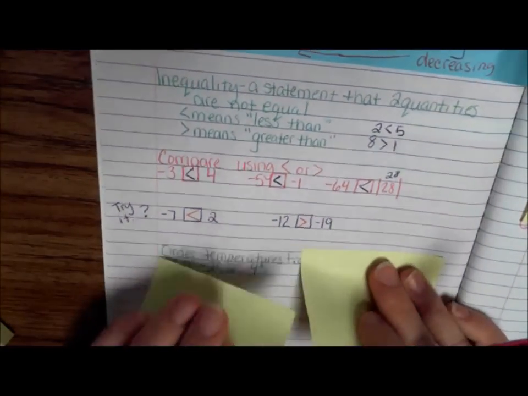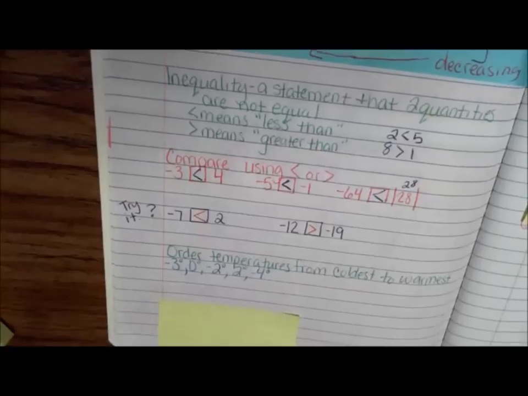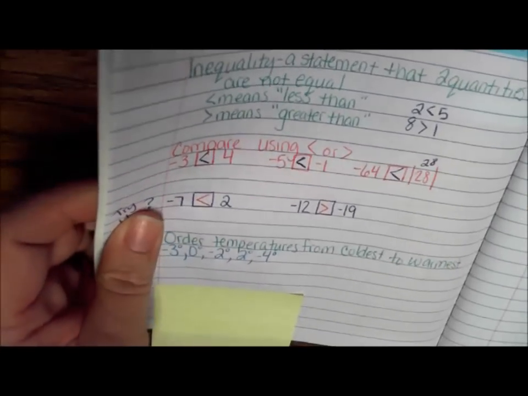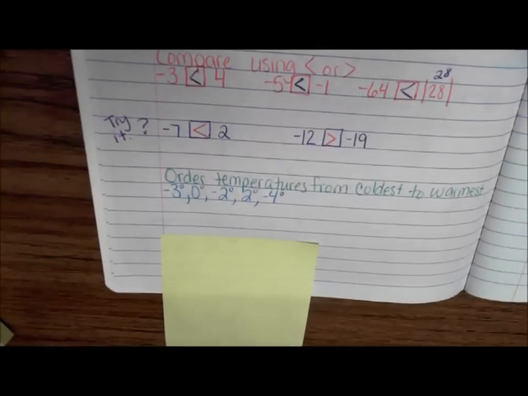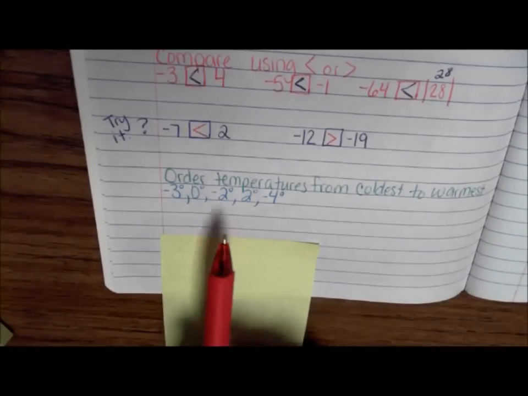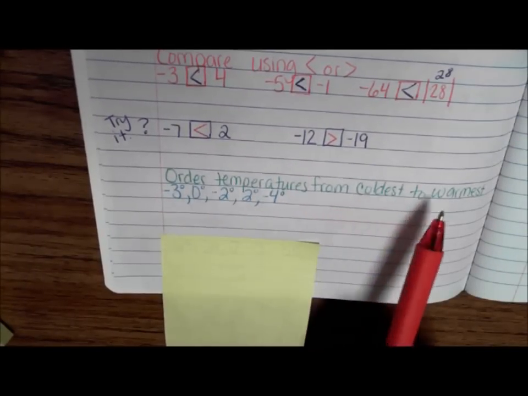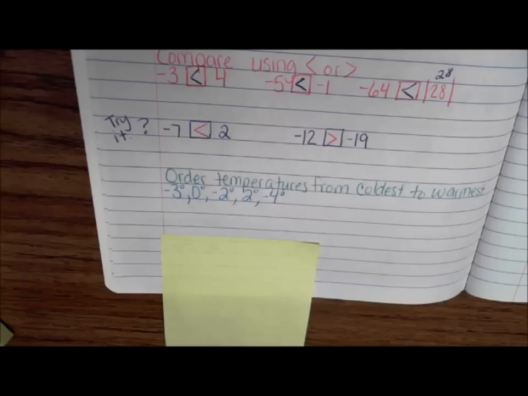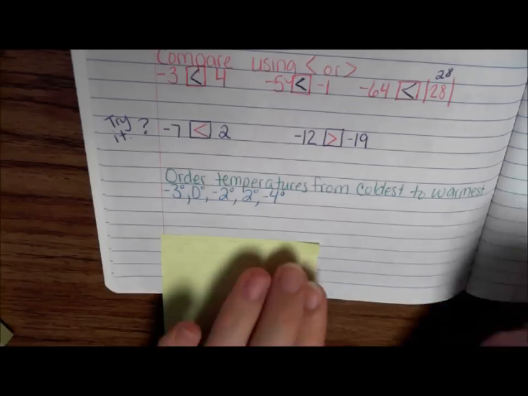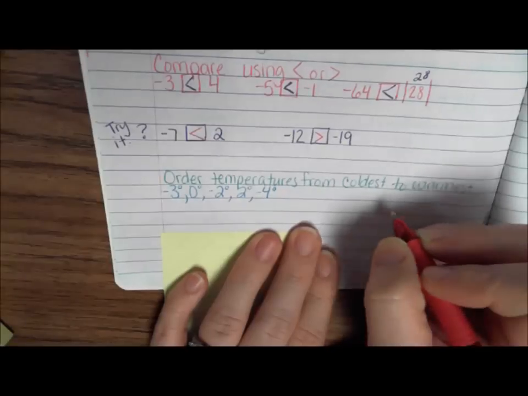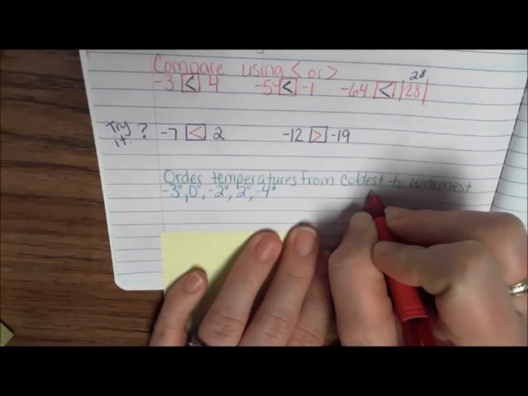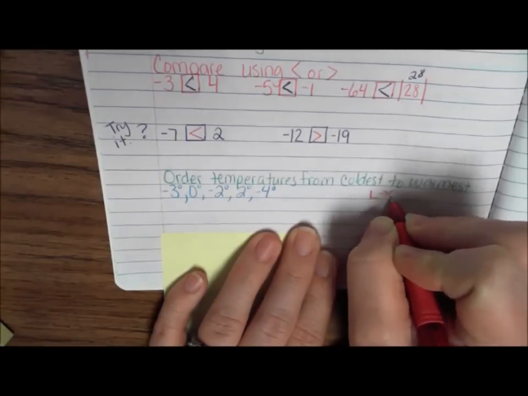That's right. All right, so there we were comparing just two numbers. Now if we are comparing or ordering numbers, this asks me to order temperatures from coldest to warmest. Now, Miss Curl, if it's colder temperatures, are those my larger numbers or my smaller numbers? My smaller numbers. The colder it is, the smaller. So I am going from least to greatest.